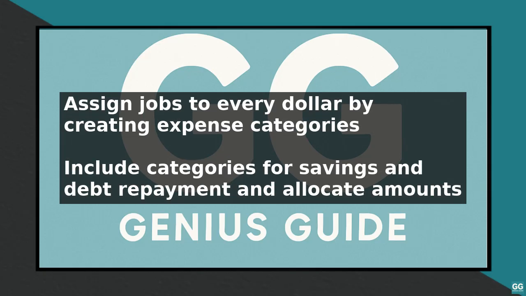A key concept to keep in mind is the 50-30-20 rule, where 50% of your income goes towards necessary expenses, 30% towards discretionary spending, and 20% towards saving and debt repayment. Use this rule as a guideline to allocate your income into different categories.